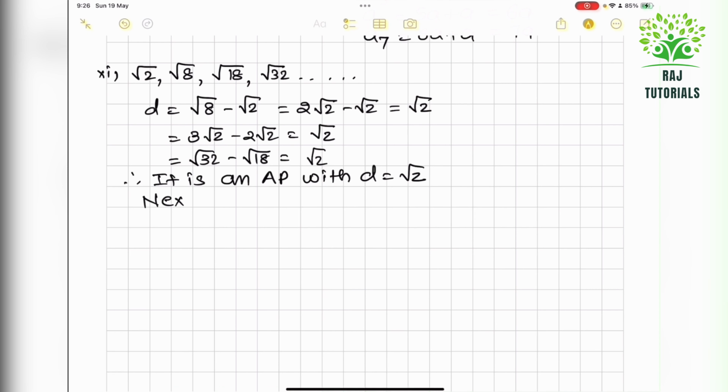Next three terms: A5 will be 5 root 2, that is root 50. A6 will be 6 root 2, that is root 72. And A7 will be 7 root 2, that is root 90.